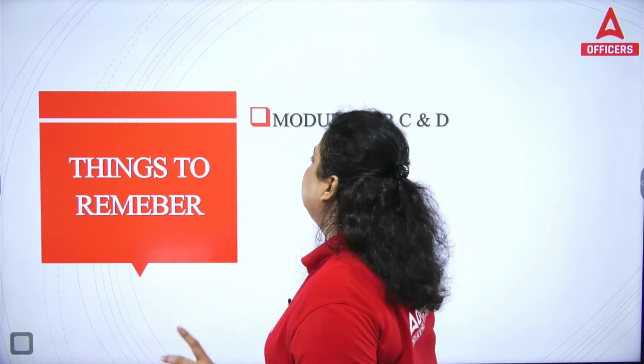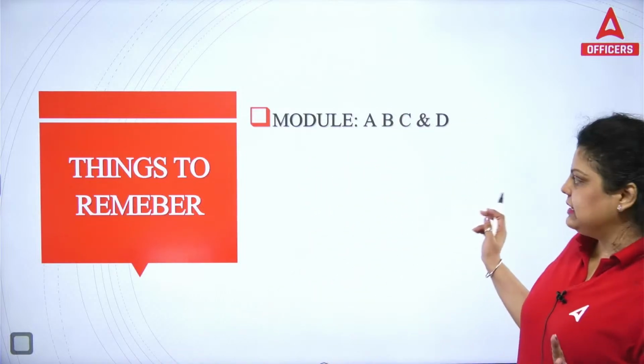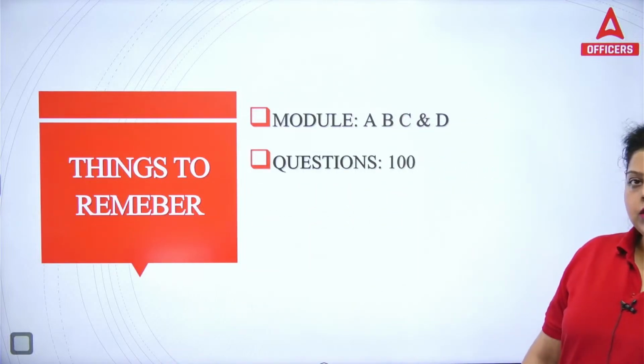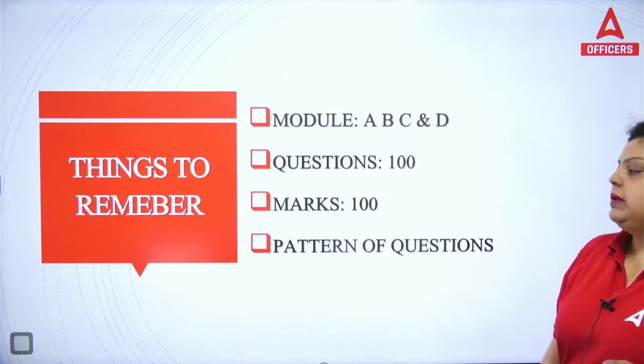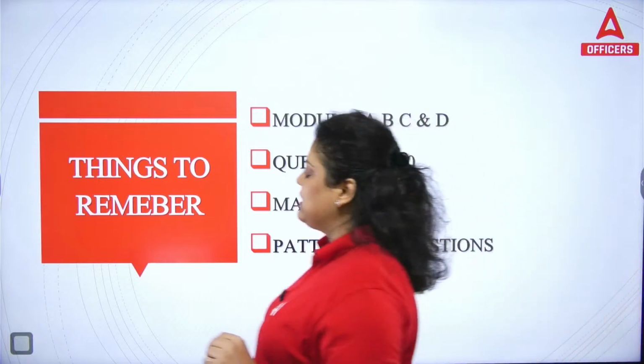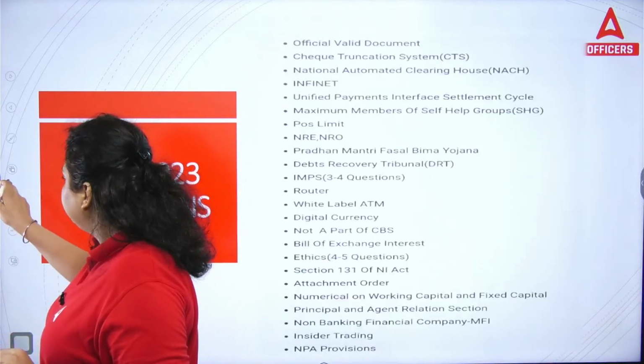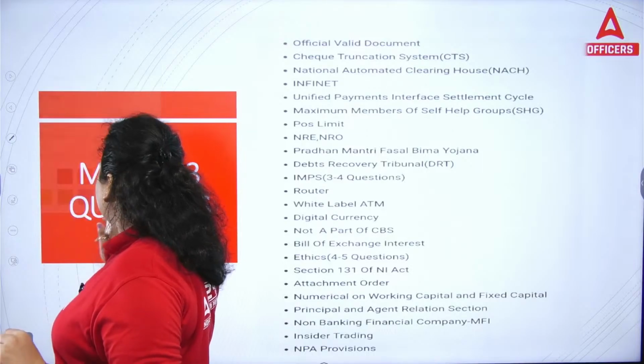Now, there are certain things which we have to remember when we are preparing for the exam. So first of all, there are 4 modules, A, B and C, D. Then we have 100 questions and the marks will be also 100, and there will be a certain pattern of questions. Now, what are the pattern of questions? Let's discuss the pattern of questions here.